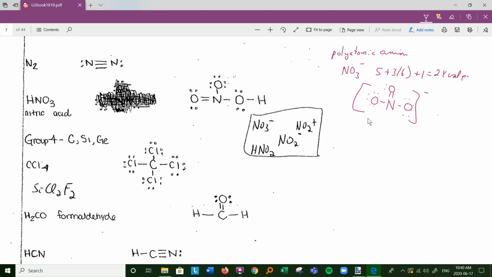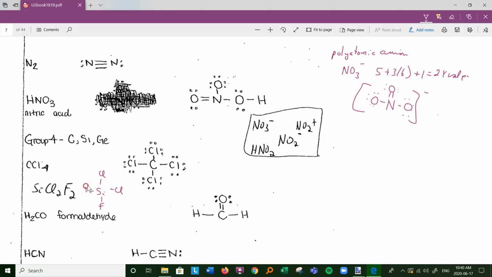Okay, then we get to group 4. Carbon, silicon, germanium are the ones most likely to have covalent bonds associated with them. So here's carbon tetrachloride. Carbon's got 4 valence, each chlorine's got 7, so 28 and 4, 32: 2, 4, 6, 8, 24, 32. SiCl2F2, well, that's easy. Just use the periodic table.